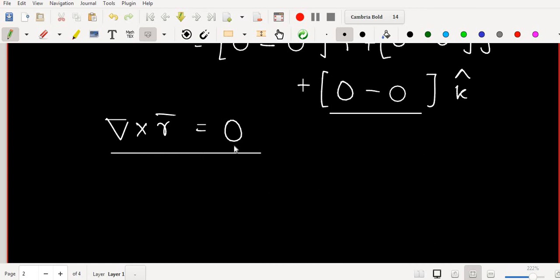So if the curl of a vector field is 0, this implies the position vector is irrotational, that is, it is stationary in the given vector field. To understand more about the vector function, let's consider one example.